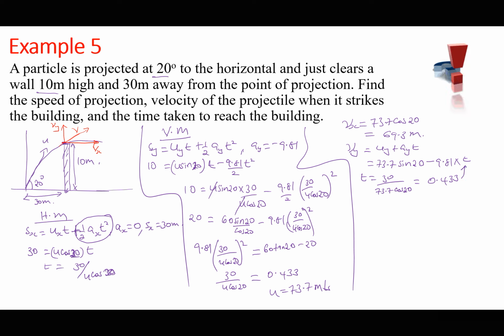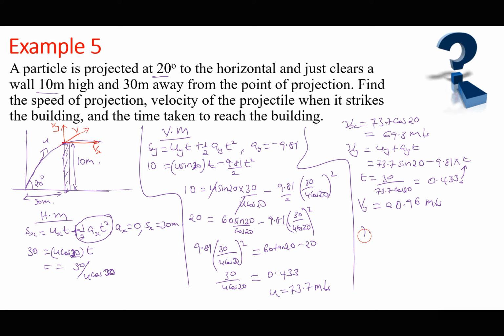So I'm going to just substitute for t in that equation. So this is going to be 73.7 sine of 20 minus 9.81 times t, which is 0.433. So this is approximately 21, or I can say 20.96 meters per second. So this is v in the y.